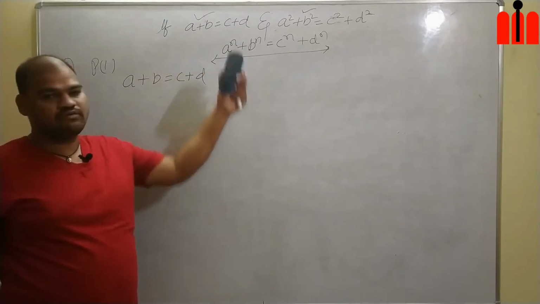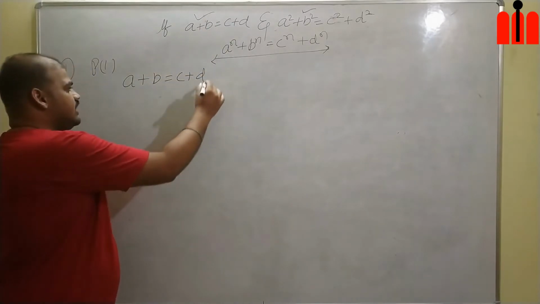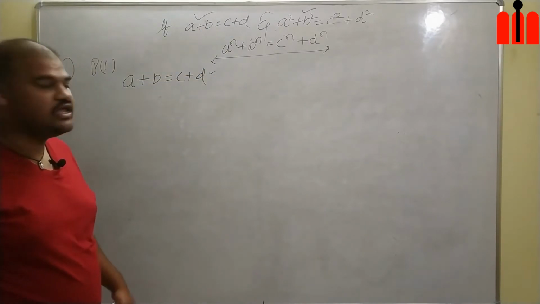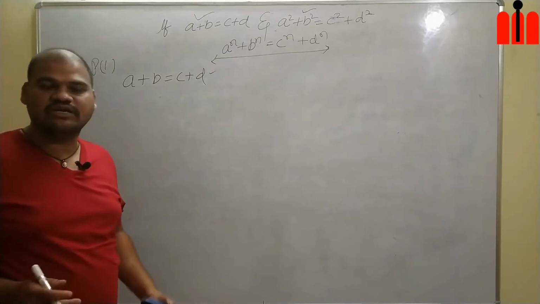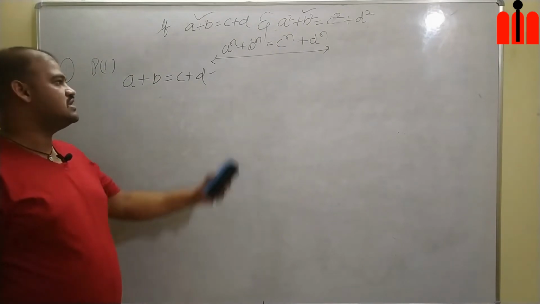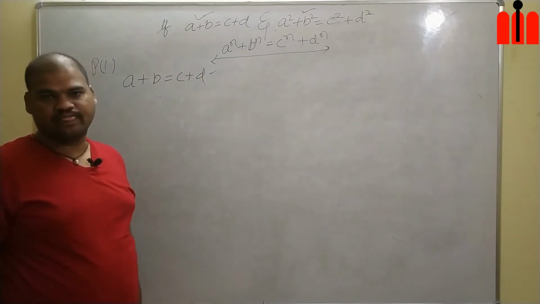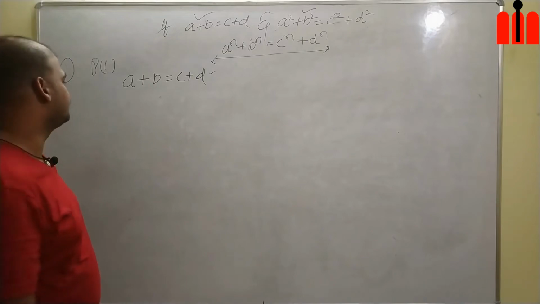As a plus b equal to c plus d is given data, I can tell that P1 is true. If it is not given data, it is not possible to tell whether a plus b equals c plus d or not by looking at the statement itself. Okay, right.